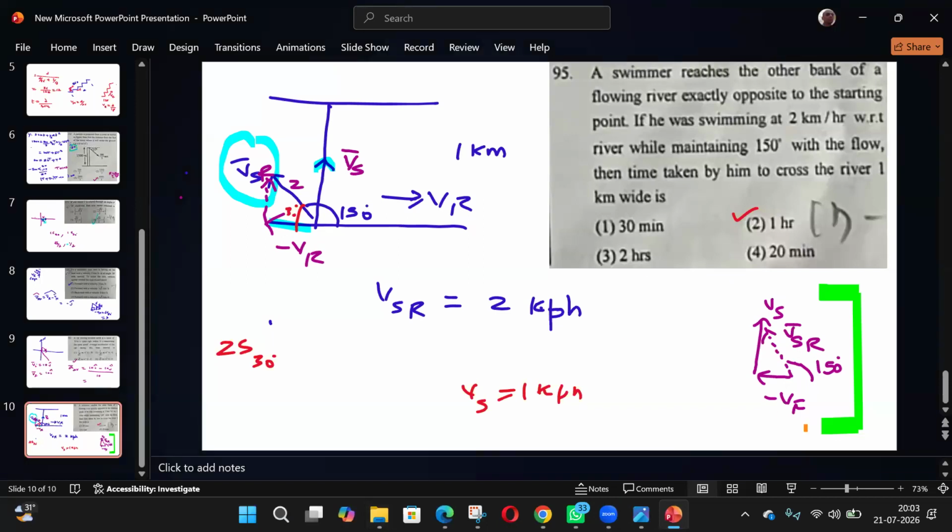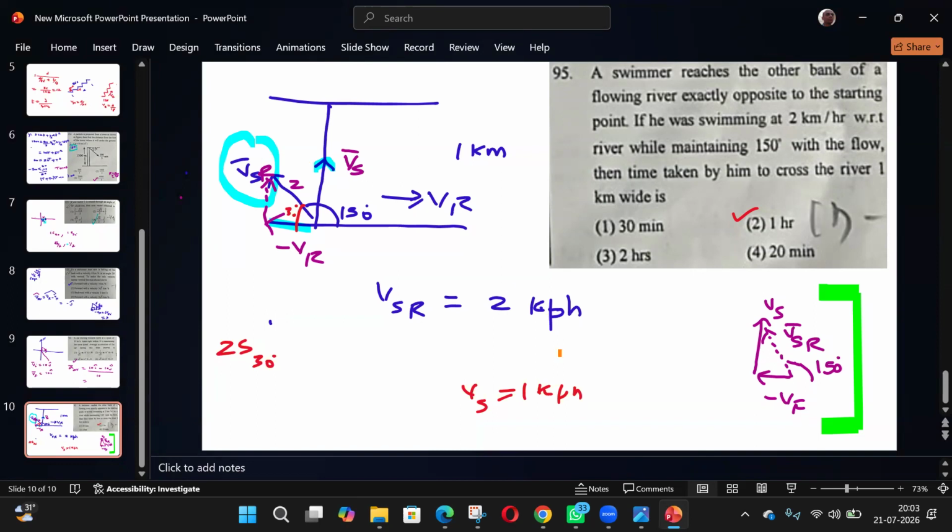See, you have to get the triangle right. If the swimmer is actually swimming like this with respect to the ground, then a person standing on the ground will see him going straight. That is the velocity of the swimmer with respect to the ground. But he should head in this direction so that he actually swims like this.